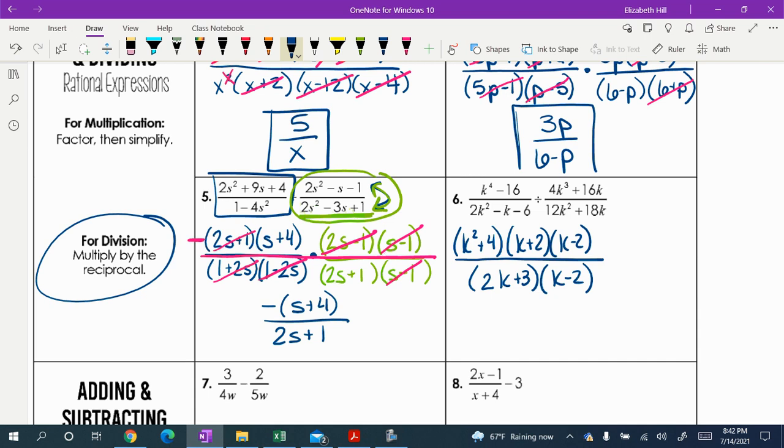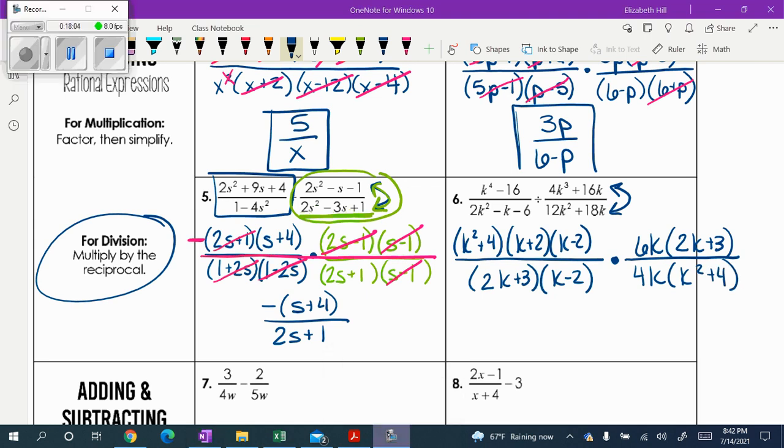Now, since you're dealing with division, this time we want to multiply, and we're going to flip the numerator and denominator around. So over here, I can take out a 6k in the bottom, be left with 2k plus 3, and my new denominator coming from the numerator here, factor out a 4k, and we're left with a k squared plus 4. All right, so we'll pause it, see if you can simplify that.